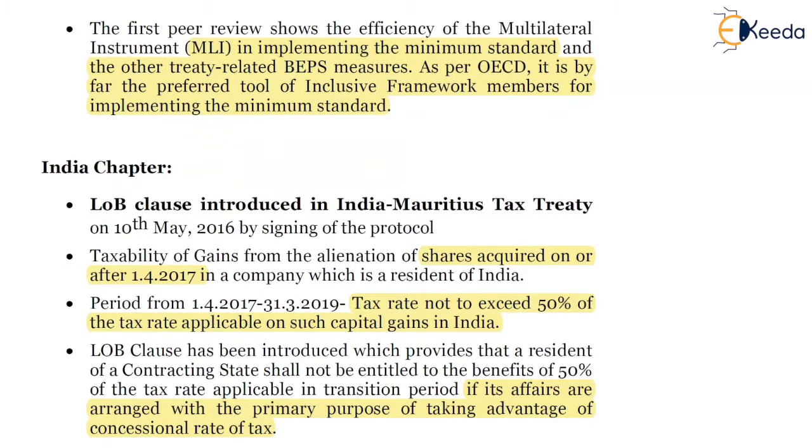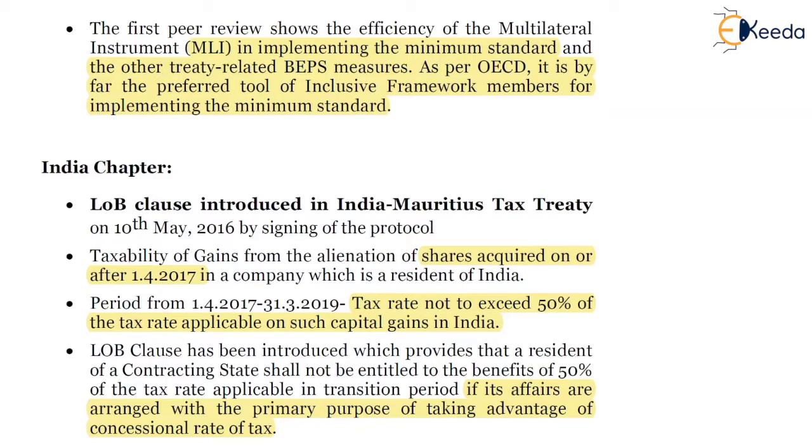So friends, LOB clause in India-Mauritius tax treaty. In this we have studied that in the previous period before 1st of April 2017, capital gains arising from alienation of shares or from selling of shares of an Indian company by a company in Mauritius, capital gains rate was nil, exempt, nothing was taxable in the hands of Mauritius company.